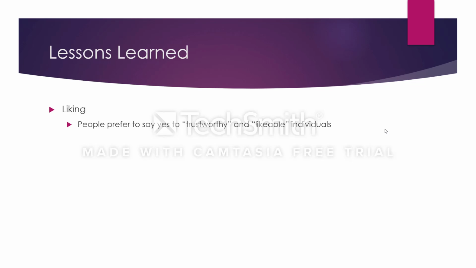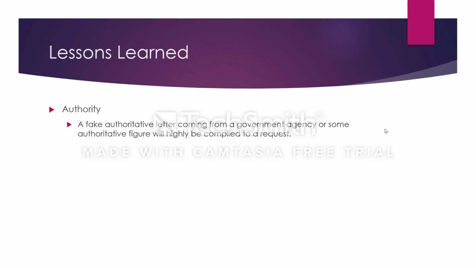And then there's also liking. People prefer to say yes to a trustworthy and likable individual. So sometimes a hacker might not be some kind of very bad guy. He might act all trustworthy and likable, which could gain trust from other people, and that's how they could gain access to information. As you can see from catfishing, Tinder, things like that. This is the most common tactic of social engineering attacks.